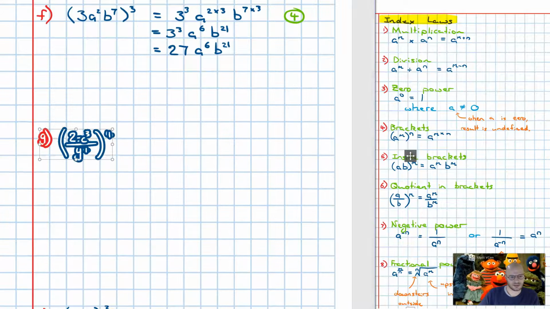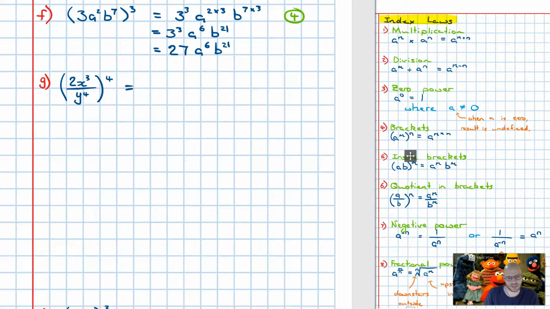Going down to G, the fun intensifies. We have a quotient inside a bracket, so we're dealing with index law 6 here. Now, index law 6 tells us that if we have a quotient inside the bracket, then the power itself is going to be pushed on both the numerator and the denominator. So a over b, all to the power of m, is a to the m divided by b to the m. So carrying this out, we're going to go 2 to the x 3, and we'll go 4 like this. And then we're going to go y to the 4, also with a 4 outside. So this is index law 6.